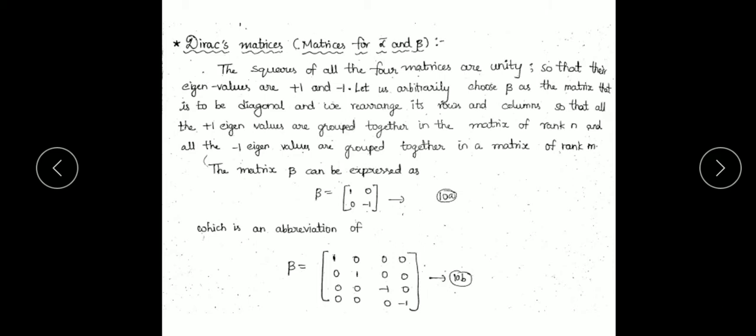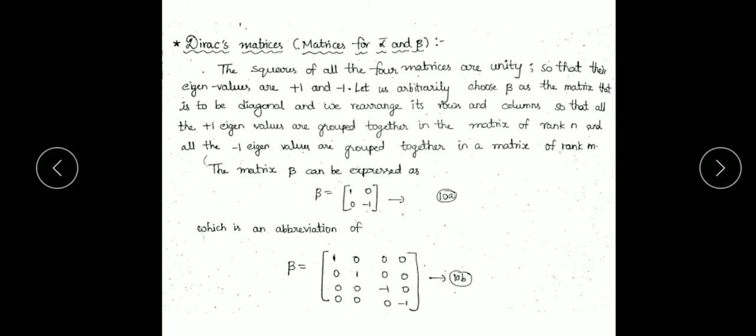So here is the theoretical part. Dirac's matrices, that means matrices for alpha and beta. The squares of all the four matrices are unity, so that their eigenvalues are +1 or -1. As we have seen in Dirac's relativistic equation, alpha x square, alpha y square, alpha z square, beta square are all equal to I, that is a unit matrix. So the squares of these matrices are unity, so that their eigenvalues are 1 or -1, they are saying.